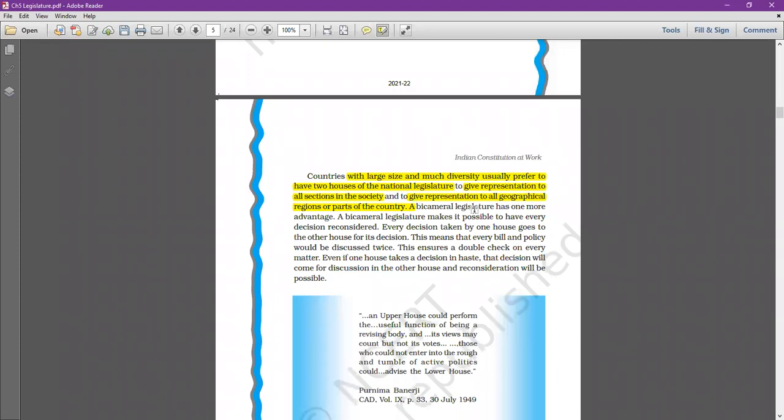Now, a bicameral legislature has other advantages also. One more advantage, and what is that? A bicameral legislature makes it possible to have every decision reconsidered.